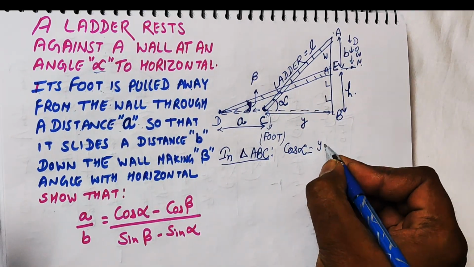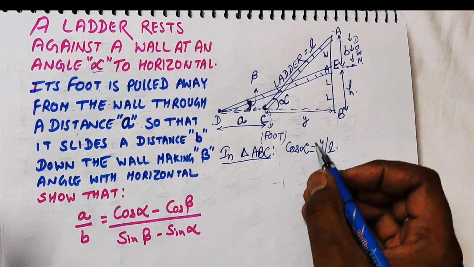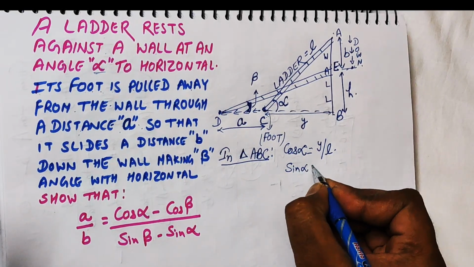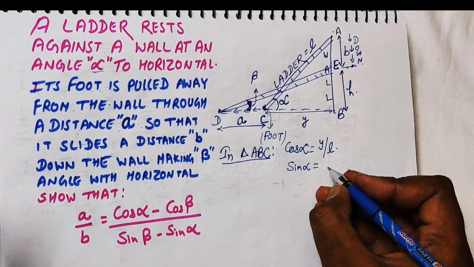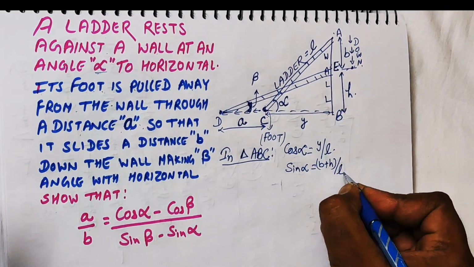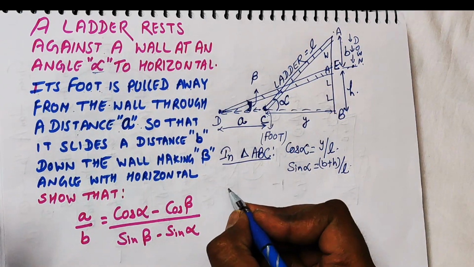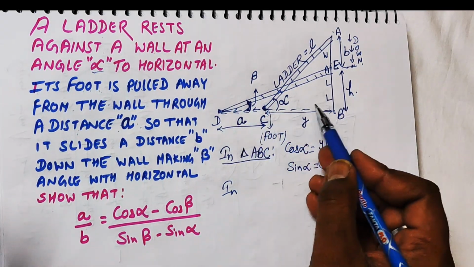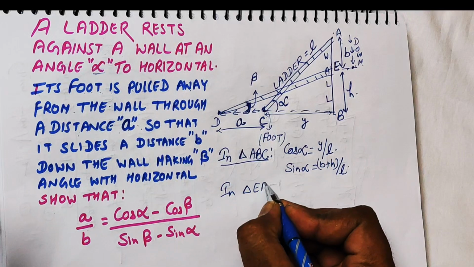So if the ladder length is L, then in triangle ABC we can write cos alpha as Y by L, base by hypotenuse. So that will be our cos alpha, Y by L. Similarly sin alpha will be B plus H by L. It's a simple trigonometrical ratio calculation, and I'm writing the values over here after seeing the figure, nothing else.